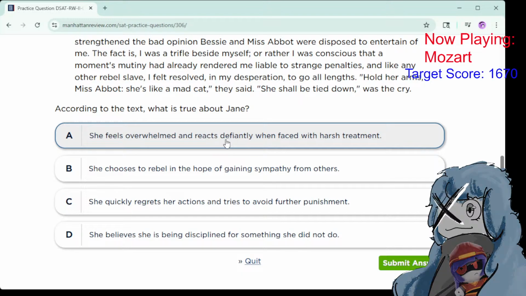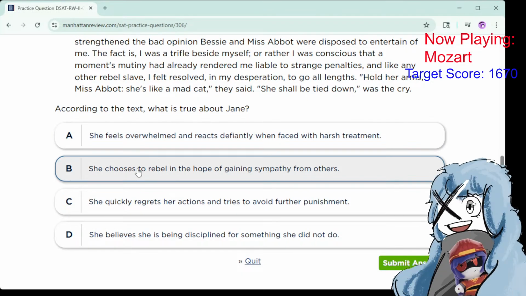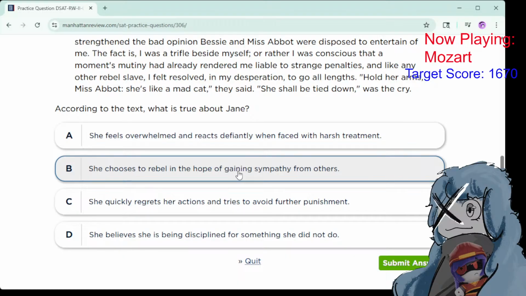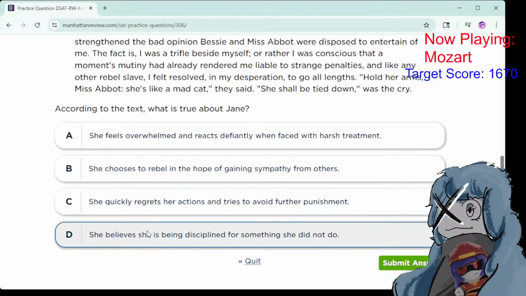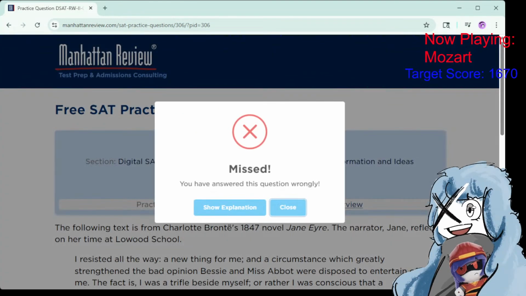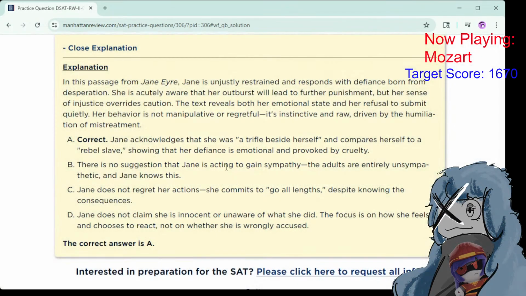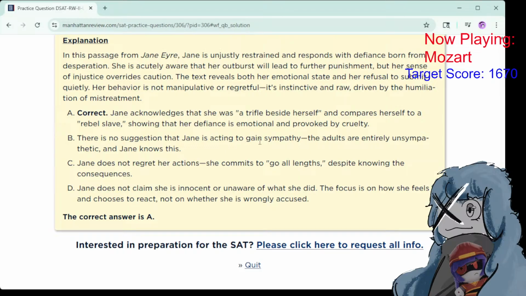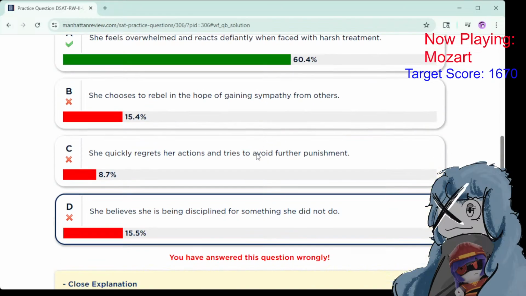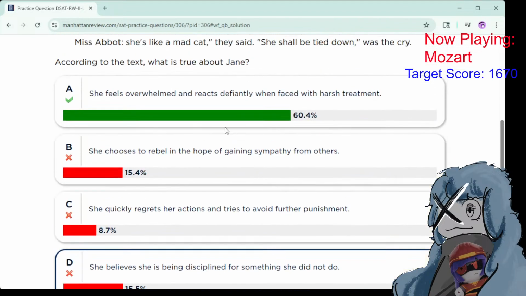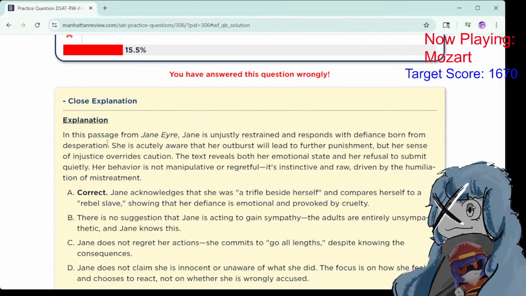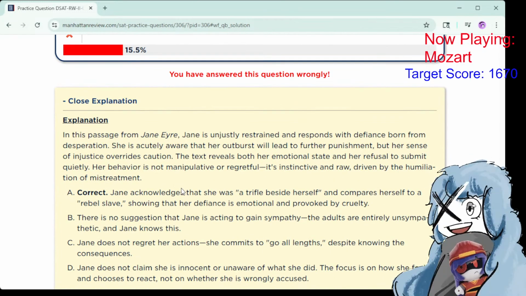She feels around, which is hard for me. She's not overwhelmed, she's like stern. It's obviously D. Oh my god! What is this? Not, she's overwhelmed. She's not overwhelmed. Hello?